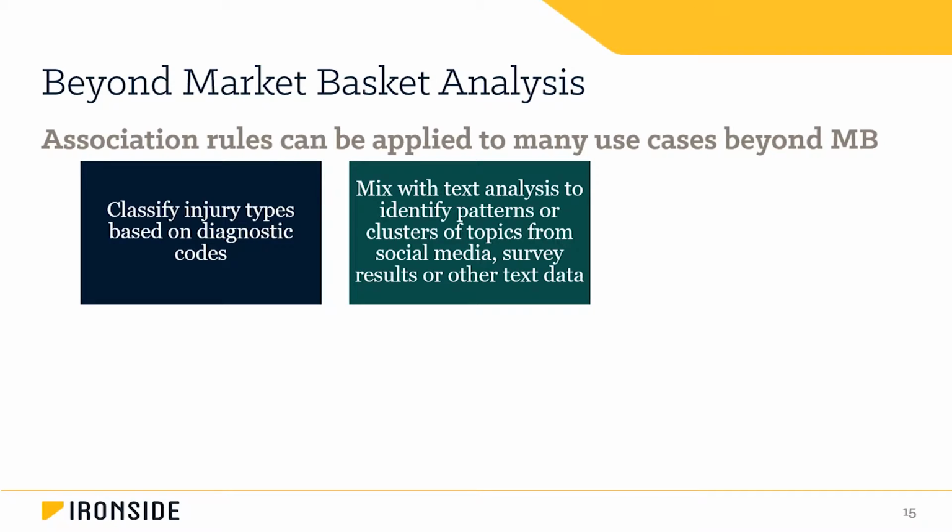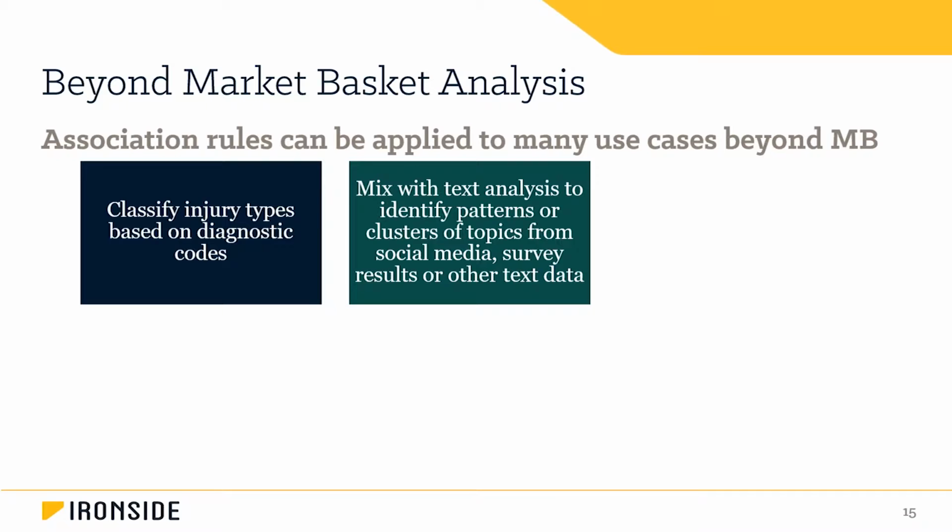Another thing that you can do, say you have some text data, it could be social media, qualitative survey results, adjuster notes, any text that you have, you could first apply text mining to pull out categories, topics, and phrases that are talked about over time from the same individuals, and then apply association rules to see what associated themes continue to arise together.